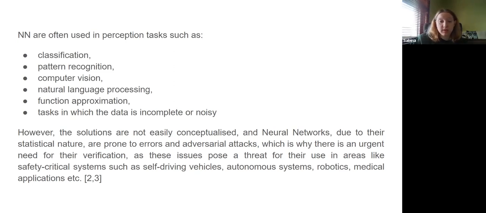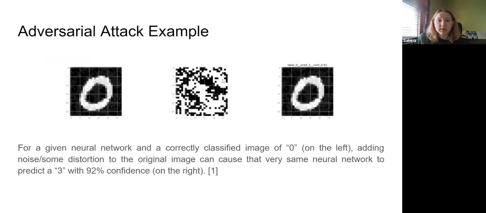And to give you an example of an adversarial attack, for example, if we have a neural network and we train it on this data set called MNIST, which is digits from 0 to 9, and we train it and it classifies this image over here as a 0. And then we add some noise to it, some distortions to this image. That very same neural network can later classify this 0 as a 3 with a 92% chance of confidence. So obviously this is not right. So this is why we need verification essentially.